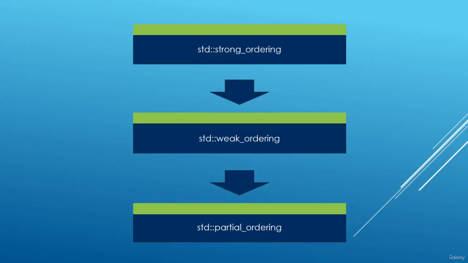Another thing I want you to know is that strong ordering can implicitly convert to weak ordering, and weak ordering can implicitly convert to partial ordering. This may come in handy if, for example, you return a strong ordering in a function that is returning a weak ordering. This is going to be supported. But if you try to do things the other way around, you're going to get compiler errors. That's not going to be supported.